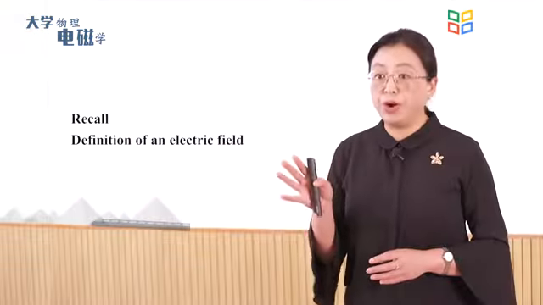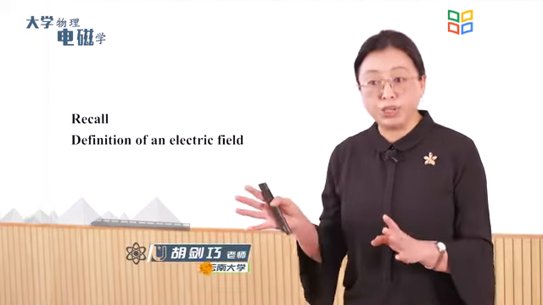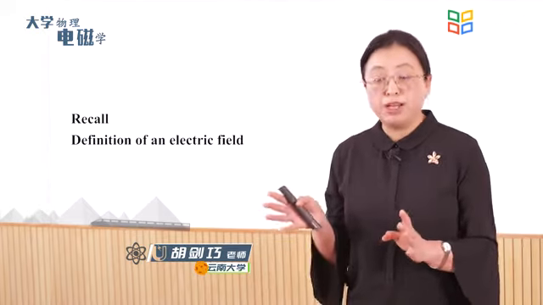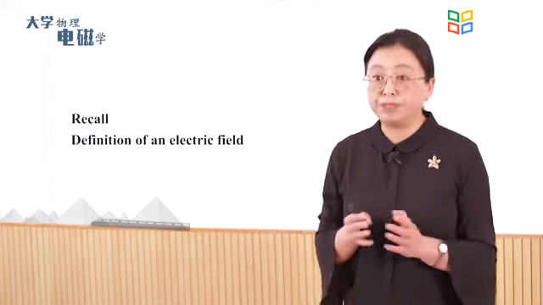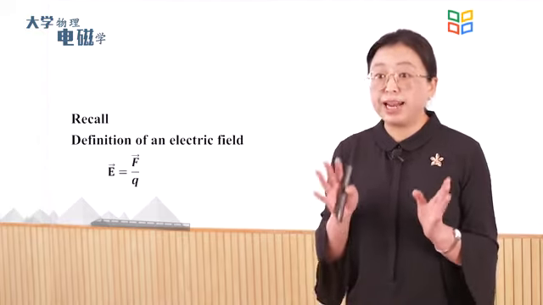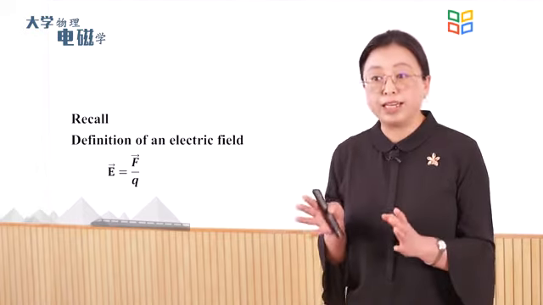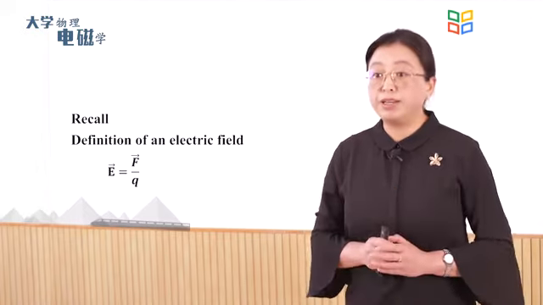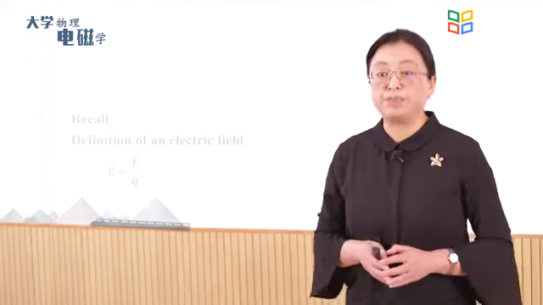Now please recall how to define the electric field. We put a test charge in the electric field. The test charge could experience a force exerted by the field. Then we define the electric field as the electric force on the test charge divided by the charge. That means the field is the electric force on the unit positive charge.